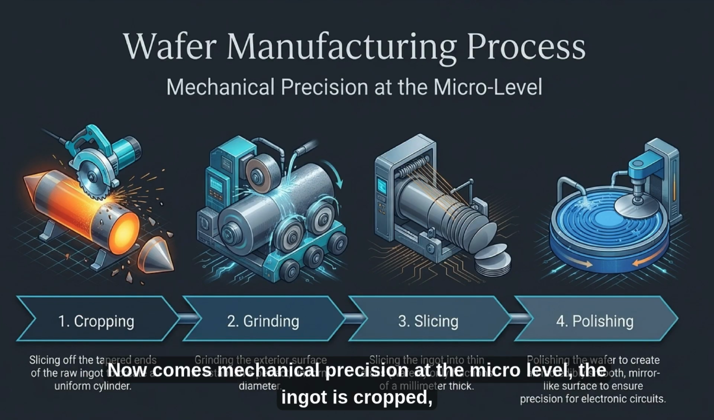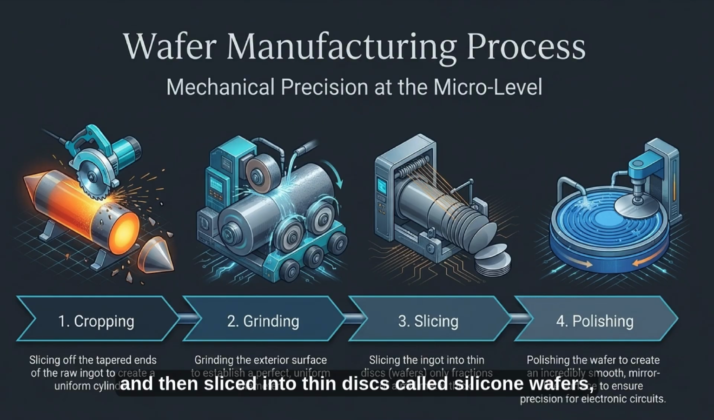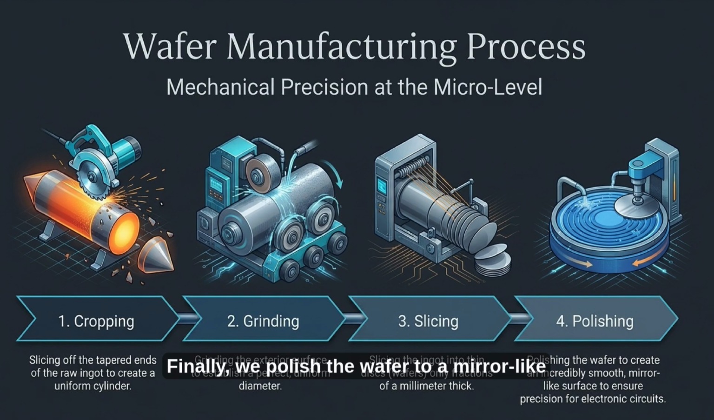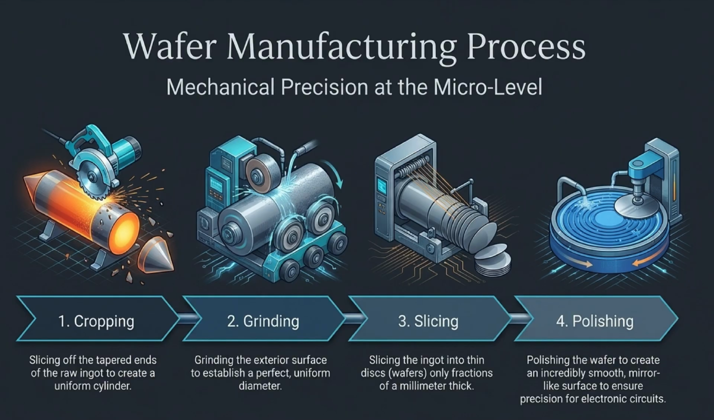Now comes mechanical precision at the micro level. The ingot is cropped, ground into a perfect diameter, and then sliced into thin discs called silicon wafers, often only fractions of a millimeter thick. Finally, we polish the wafer to a mirror-like finish to ensure an incredibly smooth surface. These are the industry's blank checks. They are unprocessed and contain no circuits yet, serving as the foundational base for all subsequent processing.